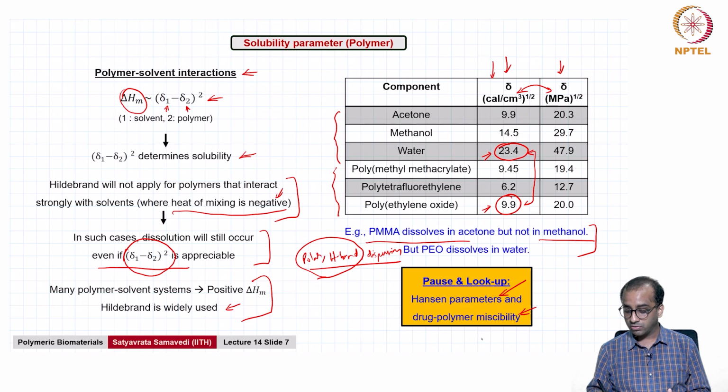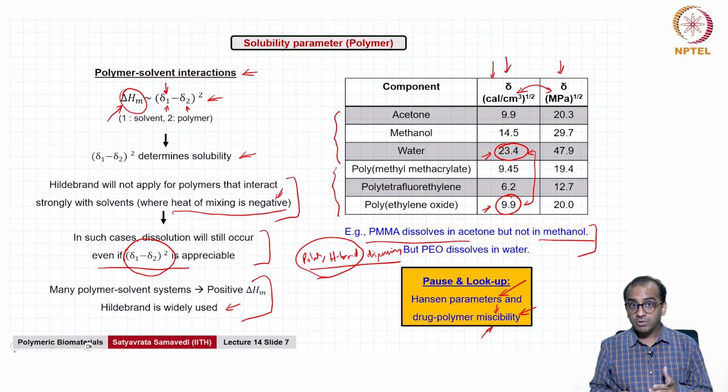In fact, like I said, you can also use it to predict drug-polymer miscibility in the solid state. We're looking at a polymeric biomaterials course, so one very important application of polymeric biomaterials is in controlled release. If you're looking at drug release, you're going to load drugs into polymers and process them. You're looking largely at drug-polymer miscibility in the solid state. So, there also Hansen can be used to predict. Now may be a good time to pause and look up Hansen and compare and contrast it with Hildebrand.